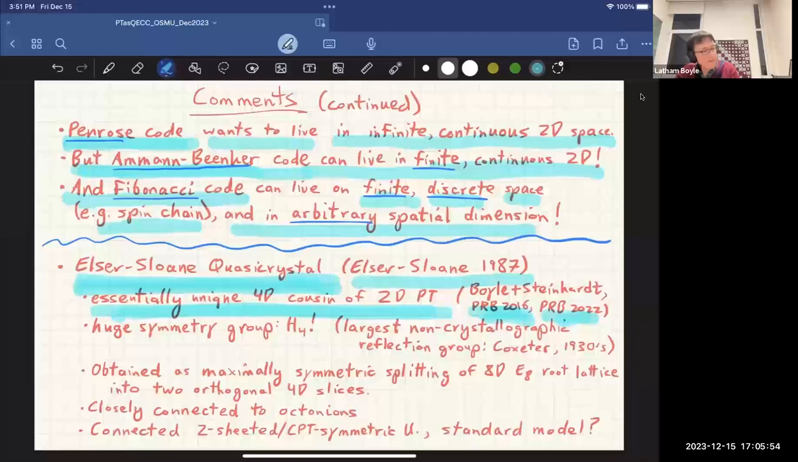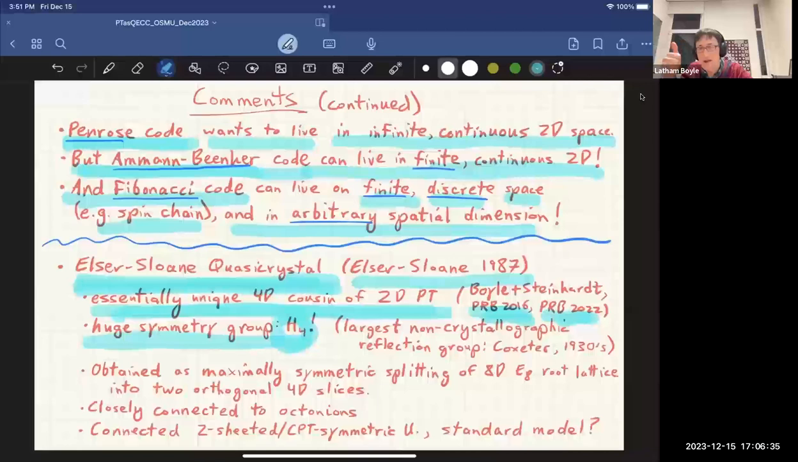It has this huge symmetry group. So the Penrose tiling has tenfold symmetry. Well, the analog in this tiling is this four-dimensional reflection group called H4. Coxeter classified all of the finite reflection groups and divided them into the crystallographic ones, the ones that can live in a periodic lattice, like 2, 3, 4, and 6-fold symmetry, but there are also higher dimensional analogs of those symmetries. And most of the reflection groups are crystallographic, but then there's a handful of non-crystallographic ones. There's an infinite number in two dimensions, 5-fold symmetry, 7, 8, anything that's not 2, 3, 4, or 6.